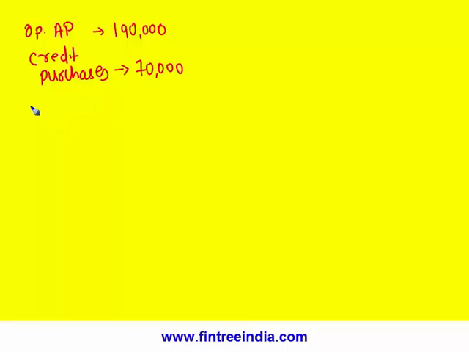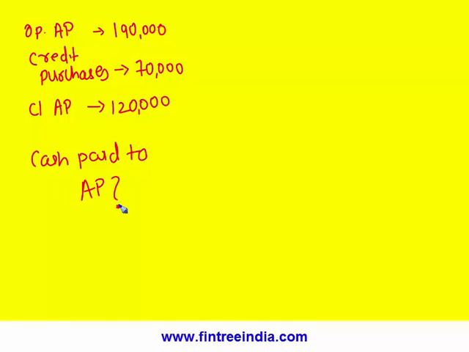Third flowchart. Opening accounts payable 190,000. Credit purchases made during the year 70,000. Closing accounts payable 120,000. Find out cash paid to AP.